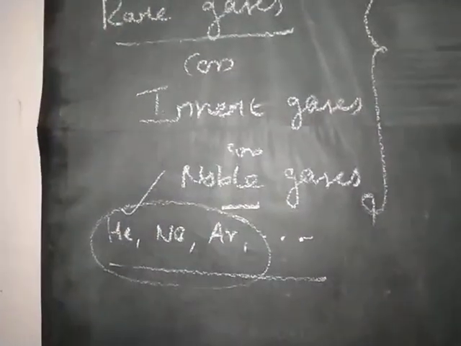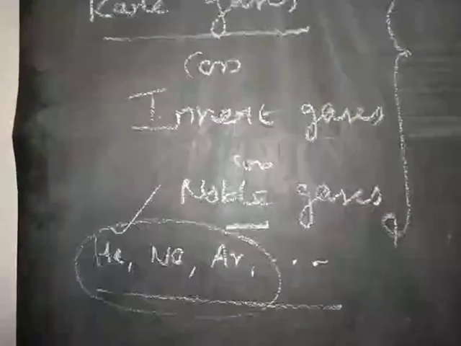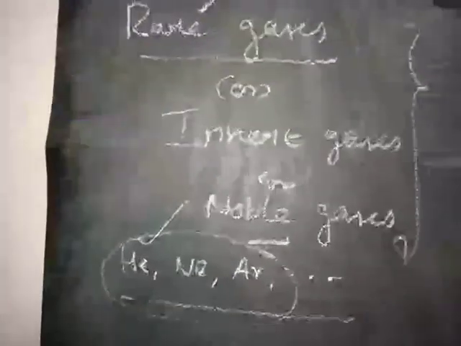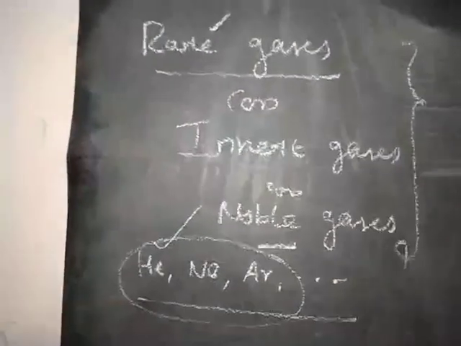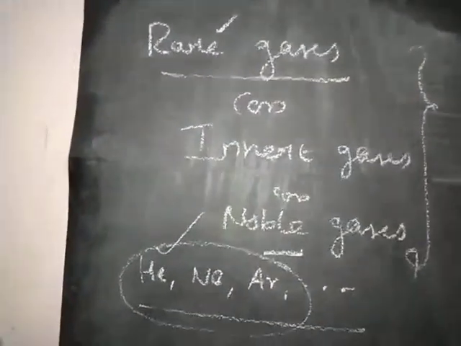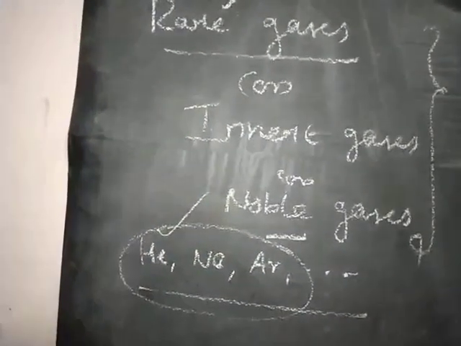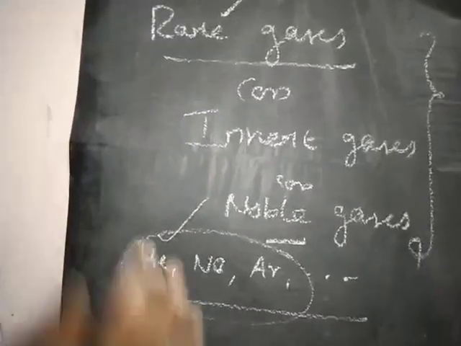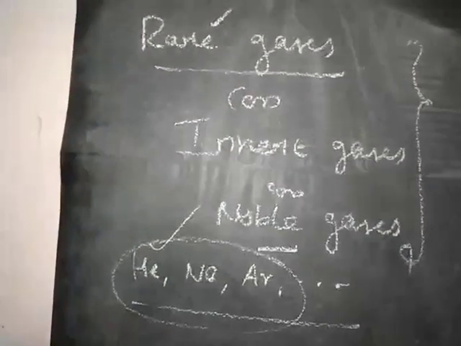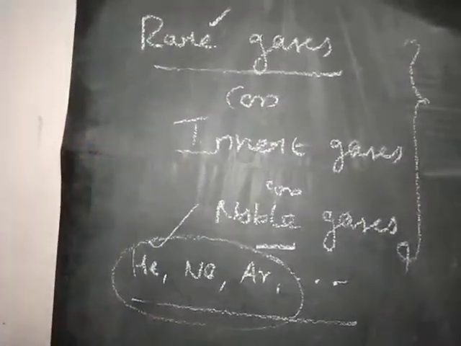So why are they called rare gases? They are not available in an easy way; they are available in less quantity. That is why they are called rare gases. Noble gases means they will not react with any other element very easily. Inert means they will not react.